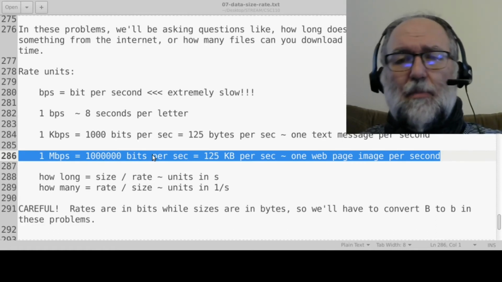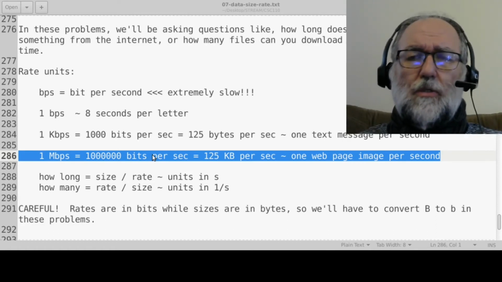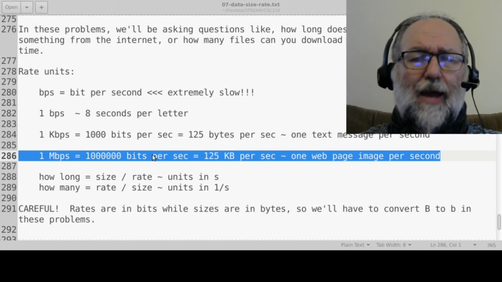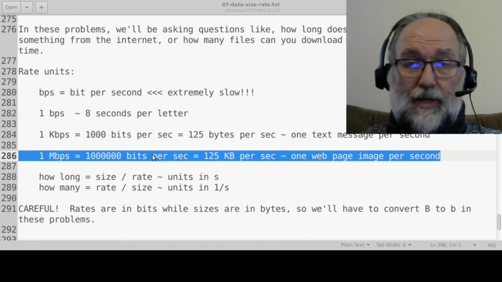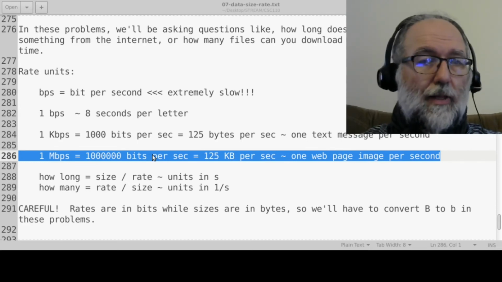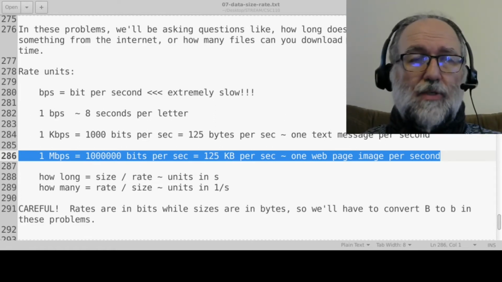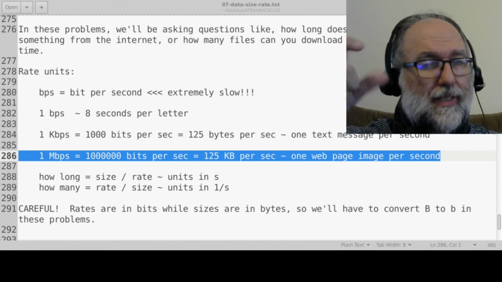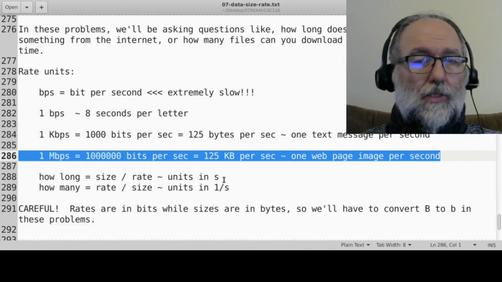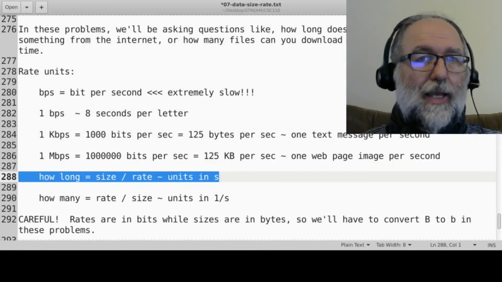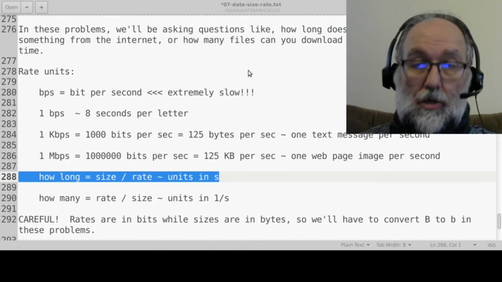And once you're in the gigabit speeds, basically you could have no problems downloading movies and so on. In fact, I've got some problems like that. Okay, now before we actually jump into those problems, there's actually two formulas that you need to learn here. Okay, so here they are. The first formula is to answer questions how long.